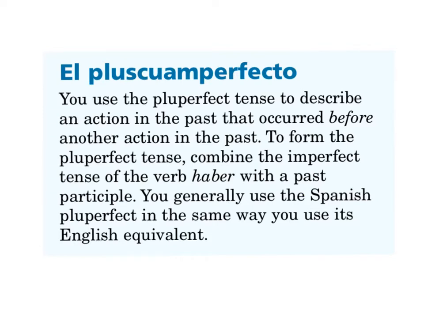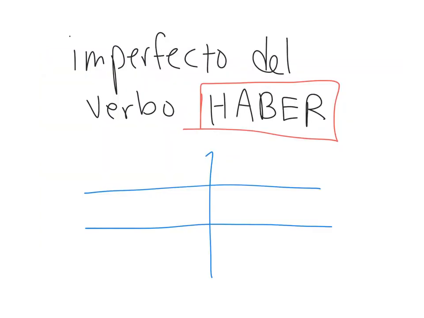You use the pluperfect tense to describe an action in the past that occurred before another action in the past. To form the pluperfect, you're going to combine the imperfect tense of the verb haber with a past participle. And you generally use the Spanish pluperfect in the same way that you use its English equivalent.